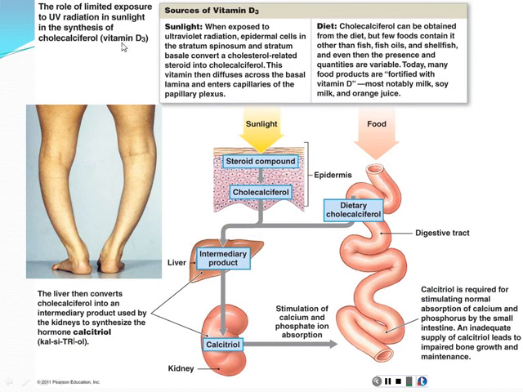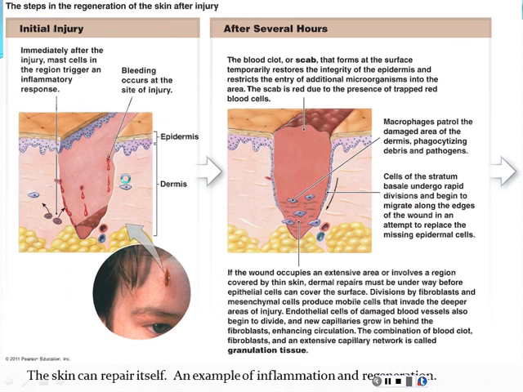So this is a result of too little sunlight or not enough vitamin D, depending on how you look at it. We don't see rickets anymore because all of the milk that you buy in this country is vitamin D fortified. So we got rid of this one through that public health initiative.